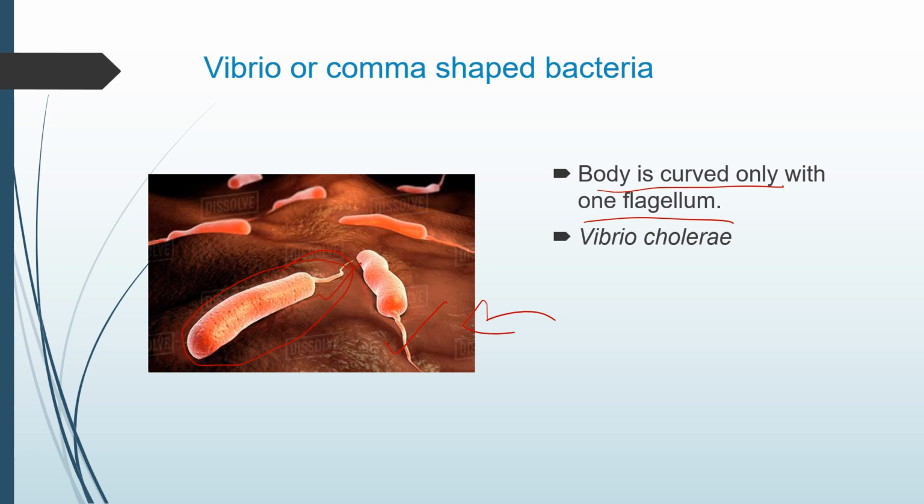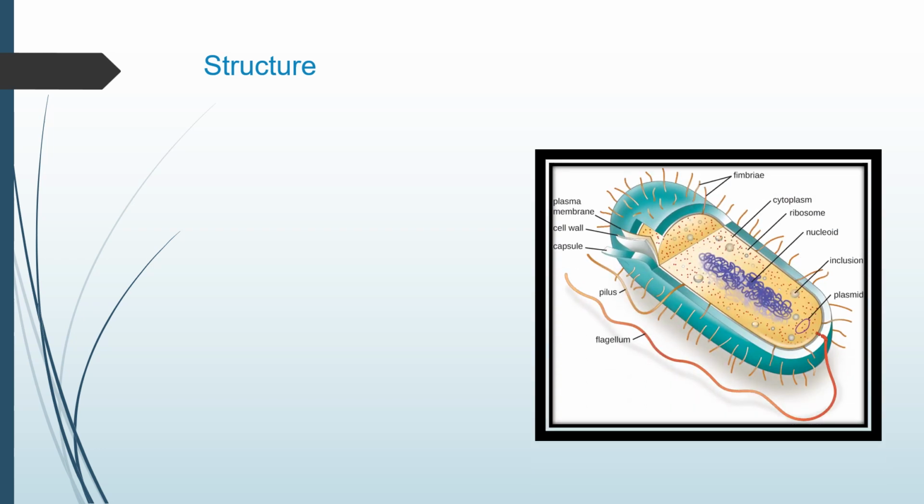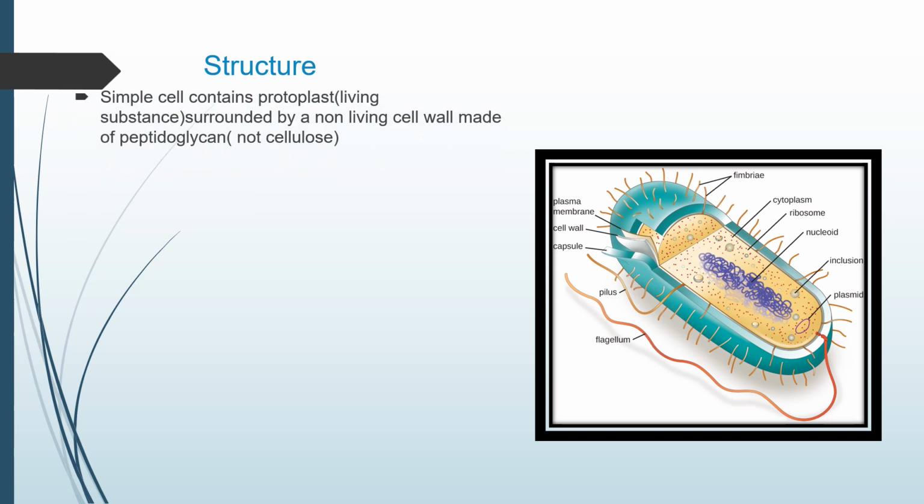Now we will come to the structure of these bacteria. When we are discussing the structure of a bacterial cell, we should know how it looks. So this is how the bacterial cell looks. Now we all know that bacteria and fungi lack chlorophyll, and their bodies are not differentiated into root, stem, leaves or flowers. Bacteria are single celled, whereas fungi are multicellular organisms. Let us see what its structure is like.